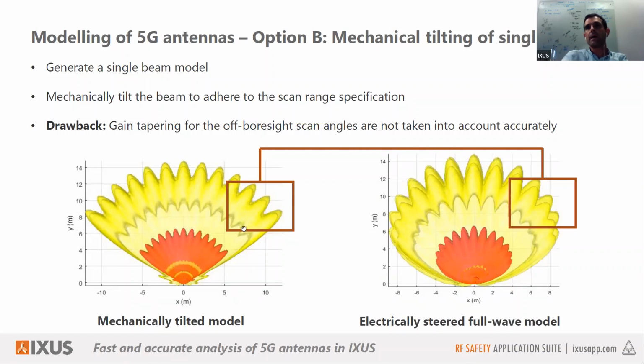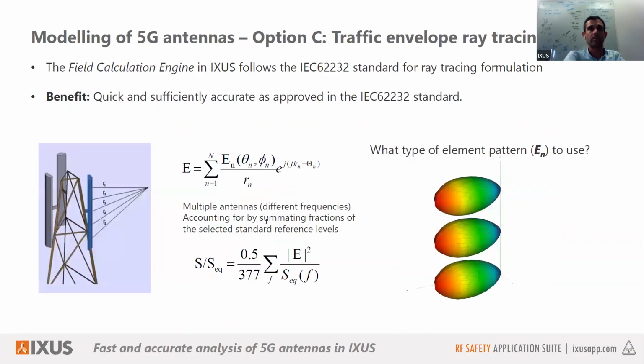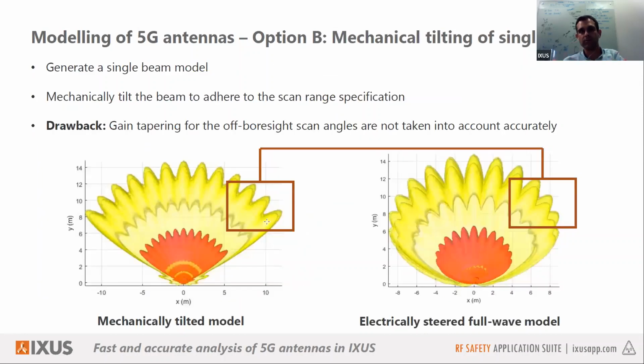of the array. Like you will see here on the left-hand side, we have our mechanical tilted model, and on the right-hand side, we have our electrically steered full wave model. So you do see quite a significant difference here in the edges, and that is something when it comes to simulations and modeling that we really try to get as accurate as possible, because we know that if you deploy these systems on a roof or whatever, that can have an effect. Okay, so one is a very costly model, the other one's not accurate enough. So what are we going to do?